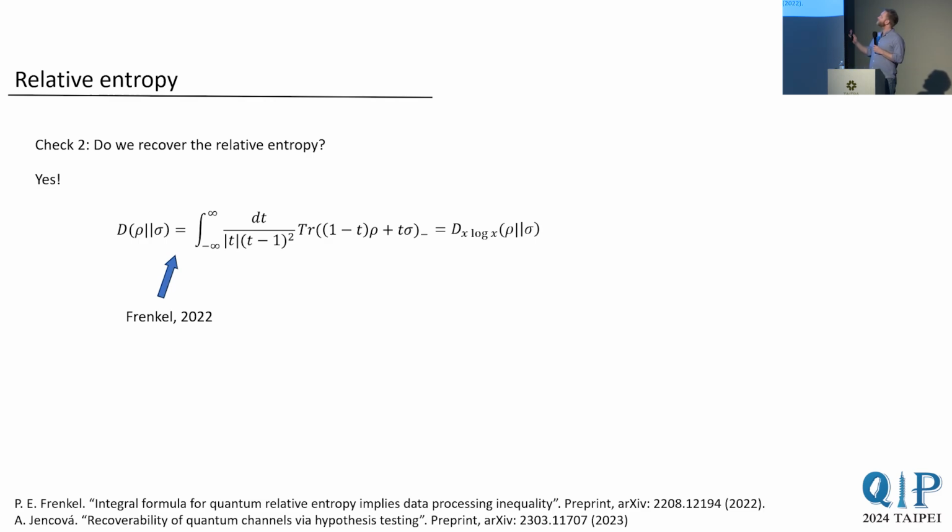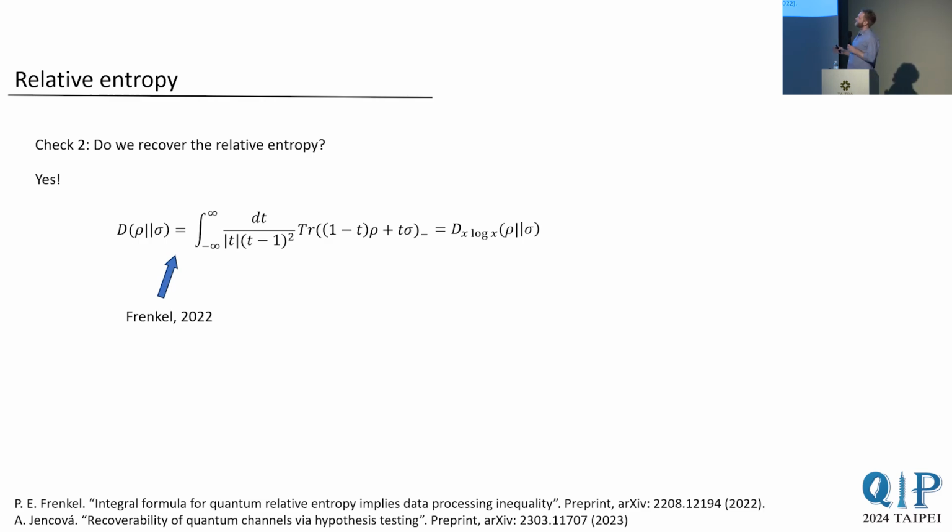The formula, I just put it here, but it's not too important. The main point is that if you do some additional work, and I'm also pointing here to a paper by Anna Jencova, who already did some work in this direction, you can get an expression of this integral representation that corresponds exactly to the one I presented on the last slide for a specific function. So if I choose this function to be x log x, then I just recover the relative entropy. And this is actually a very technical result and not trivial at all.